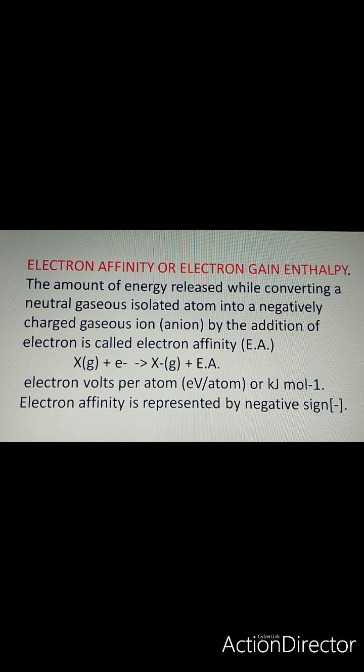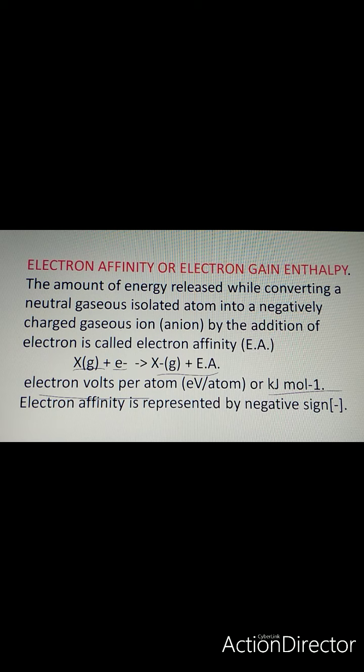Okay. Now here are electron affinity or electron gain enthalpy. The amount of energy released while converting a neutral isolated gaseous atom into a negatively charged gaseous anion by the addition of an electron is called electron affinity. See here, X can also be any element. I have written X in the gaseous form plus electron minus, then X minus in the gaseous form plus electron affinity. In this way electron affinity works. It is measured in electron volts per atom or kilojoule per mole.